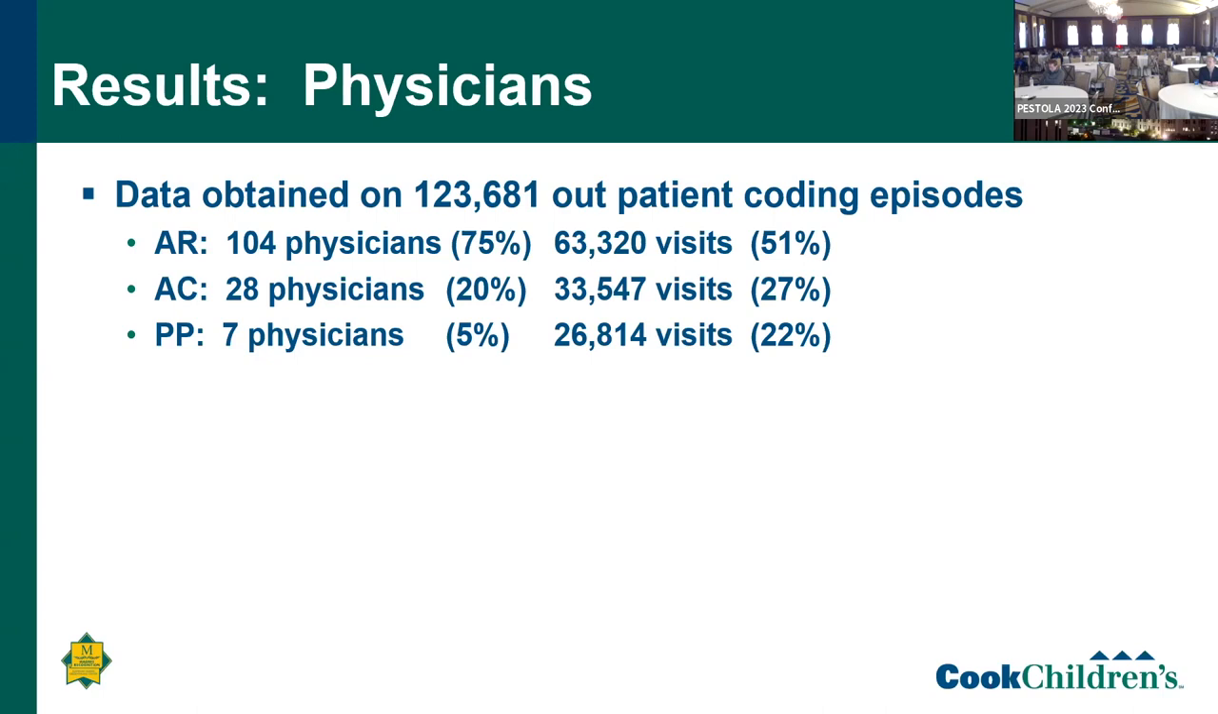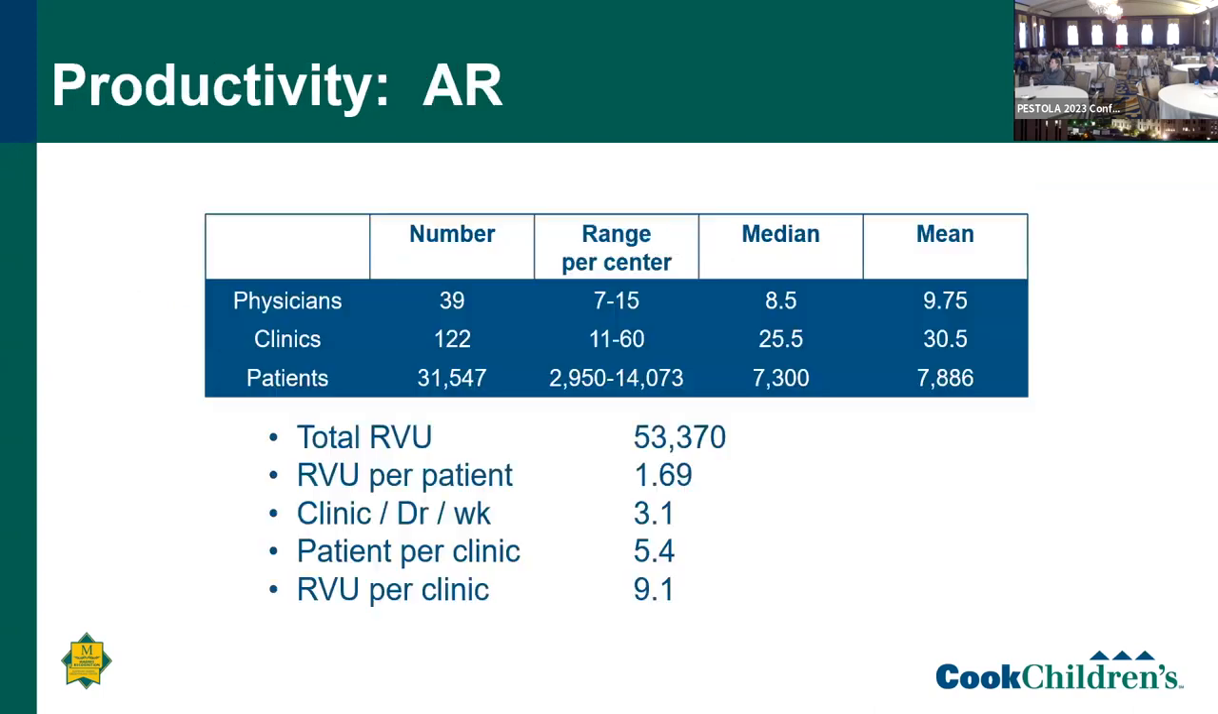And you can see that in this survey, most of the physicians worked in academic research, 75%, but they only did 50% of the visits, and 5% were in private practice, and they did 22% of all of the visits. So you can see that when you get a survey and you look at MGMA, it depends who answered the survey as to what the results are going to show.